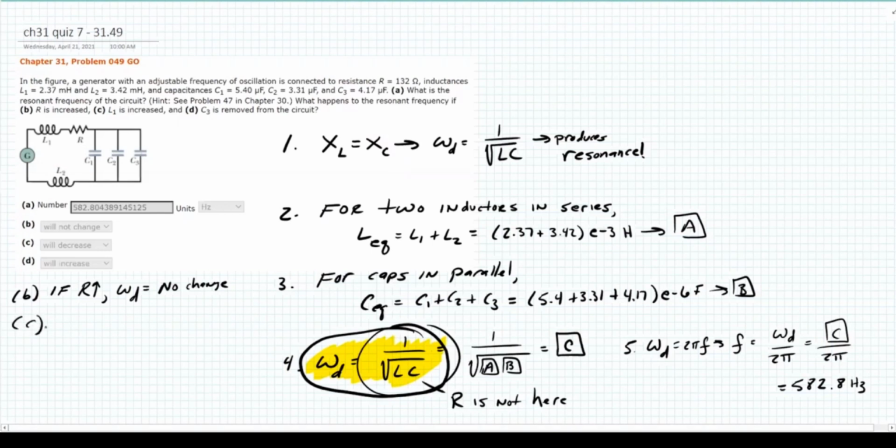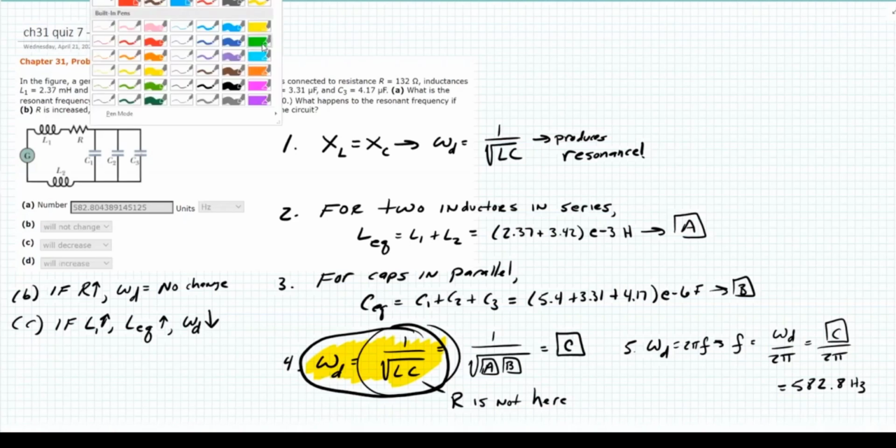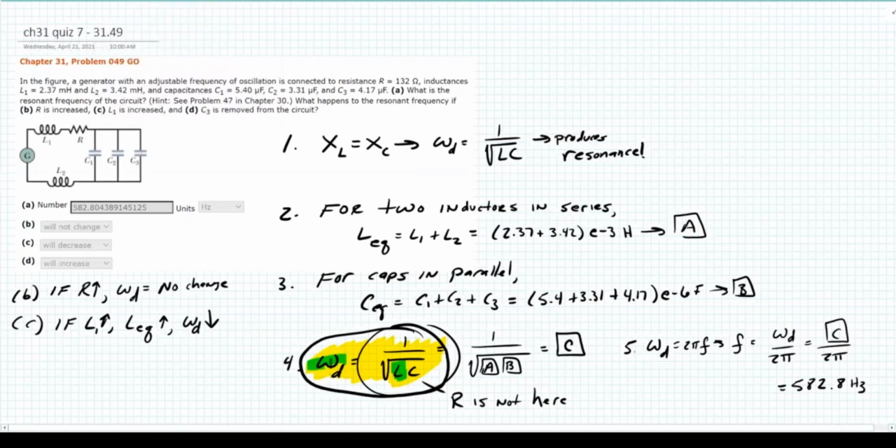Part C is saying, what if you increase L1? If L1 increases, you know what that means. The equivalent inductance increases. I'm looking once again at this function right here. If the equivalent inductance increases, the resonant frequency will decrease. Just looking at number 4, omega D decreases. If this L value grows, then this shrinks. If the denominator gets big, omega D shrinks.